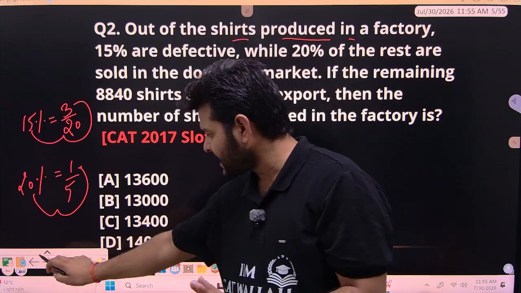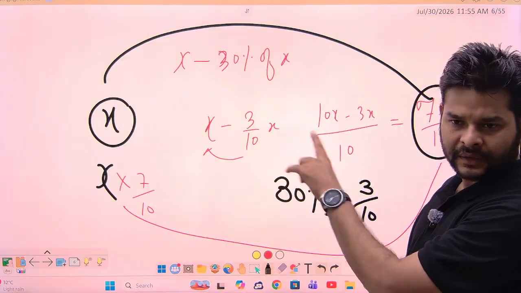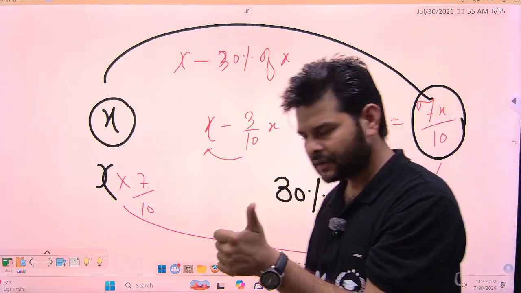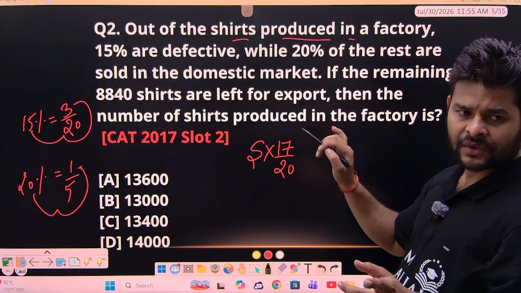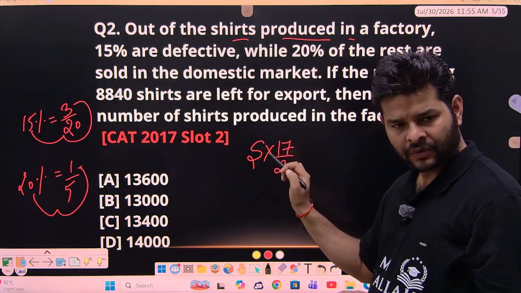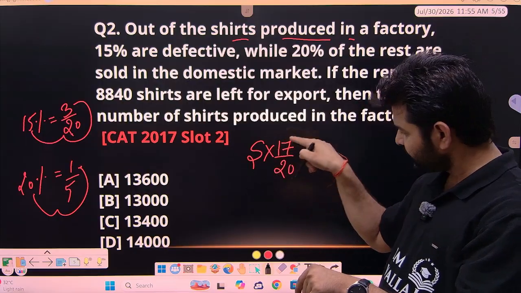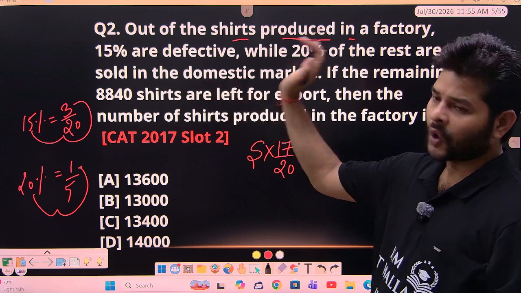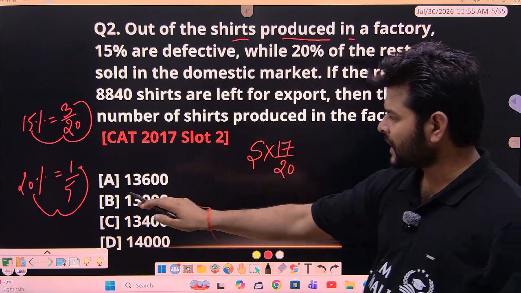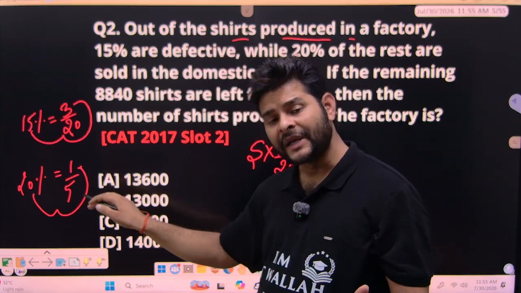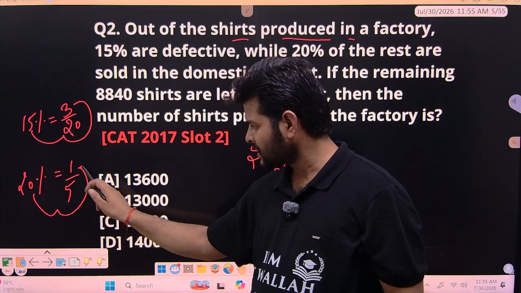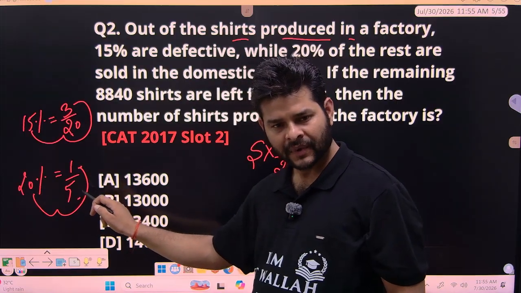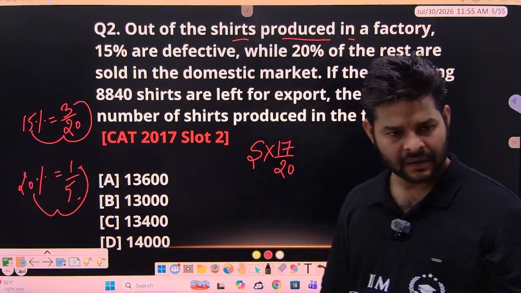That is the same funda that we have already learned. Got it? And now 20% of the rest. So this is the rest value. This is the rest. 20% of this value is sold in the domestic market. So 20% means 1 by 5. So how many sold? 1 sold out of 5. 1 sold. How much remaining?